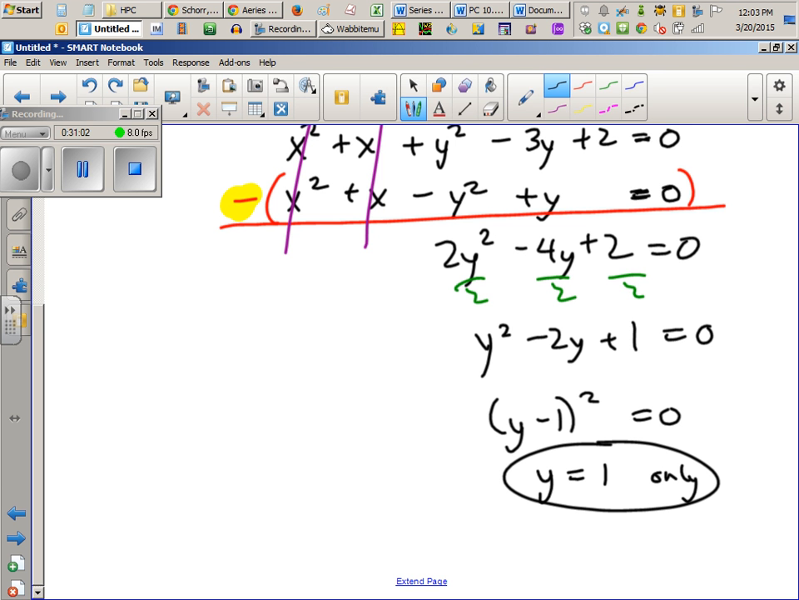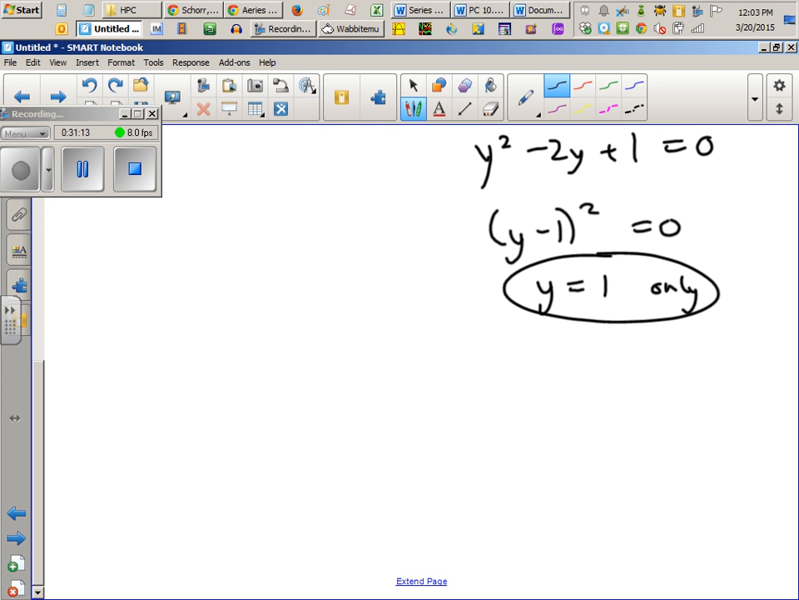Remember, double root means the graph touches the x-axis. This probably just means the shapes brush up against each other or something. That's a good logic jump. But let's go on. If y is 1 only, let's go on with the problem.